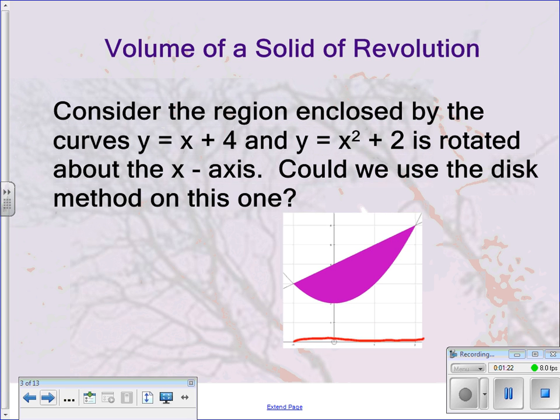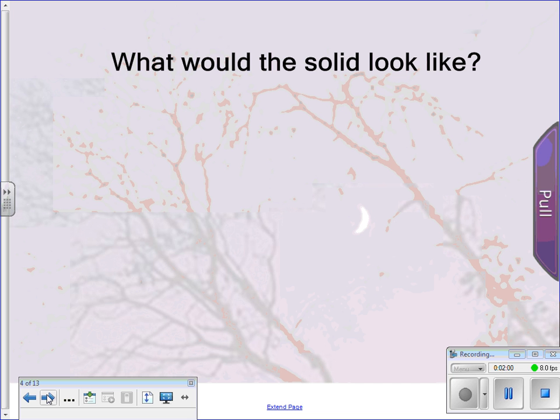Can we use the disk method on this problem? No, because what the disk method requires is that your axis of rotation is one of the lines on the boundaries of the area you're rotating. The thing that you're spinning around, the axis has to be one of the boundaries. This is a solid, but it's going to be a solid with a hollow center. So my axis of rotation is not one of my boundaries. I cannot use the disk. So what are we going to use instead? We're going to use the washer method, and I love this.